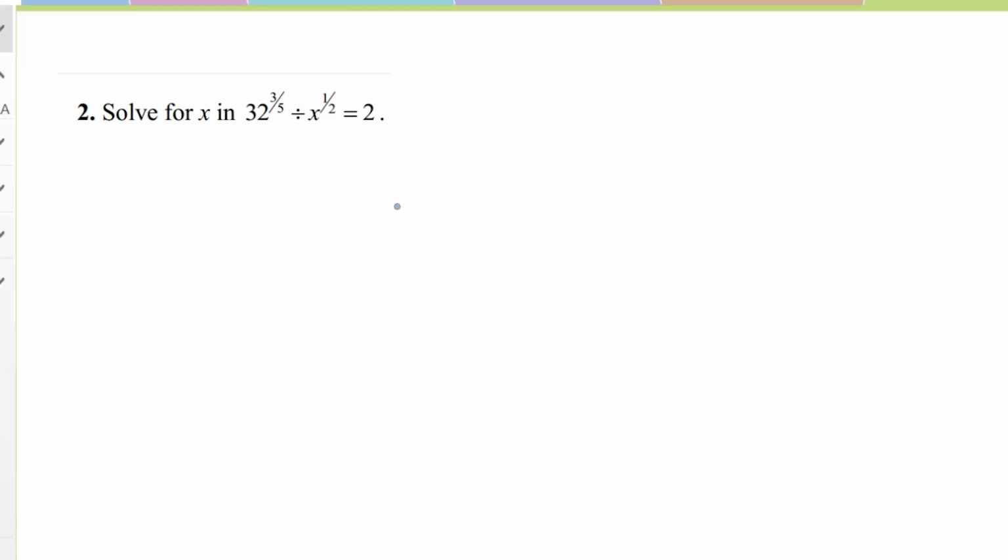So for x in this, of course, solving for x, that's going to be 32 to the power 3 over 5, divide that by x to the power a half, is equal to 2. We are going to make x the subject of the formula since we are trying to solve for the value of x, right?